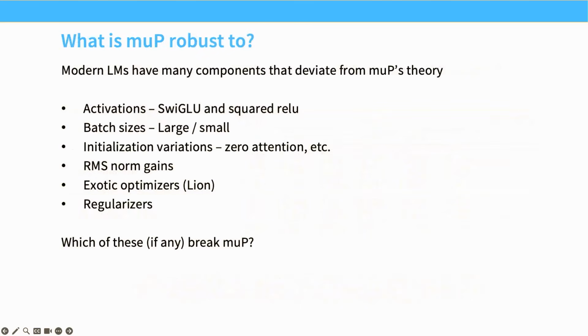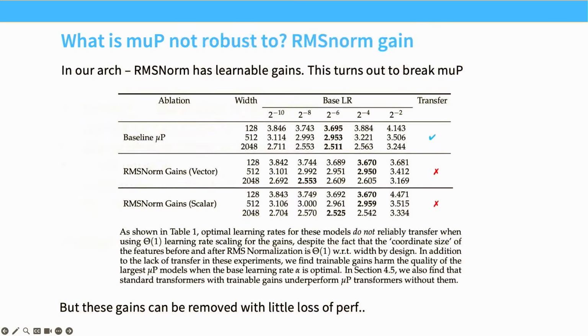But then you might ask, there's a lot of things in the real world that mu p does not handle, right? Technically, SwiGLU does not fit into mu p. Neither does variations in initialization or RMS norm, or if you really mess with your optimizer, that will mess that up too. And so you might ask, which of these things that are not allowed by the theory really break mu p? And actually, for the most part, these mostly work with mu p.